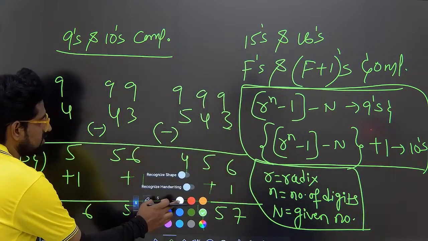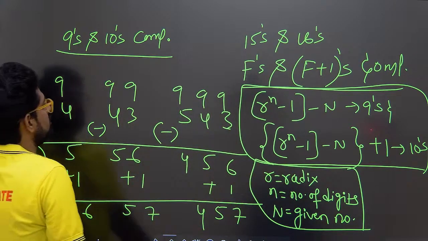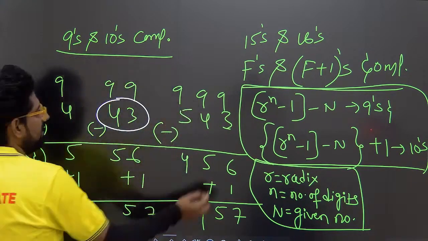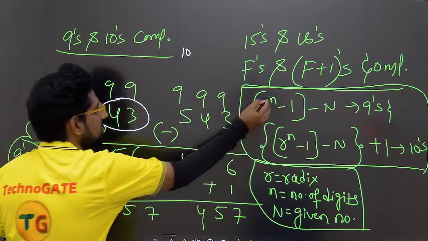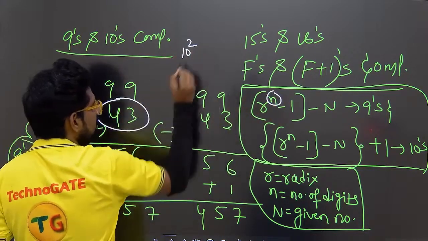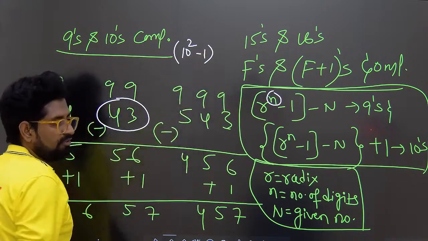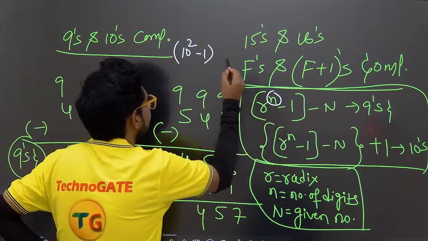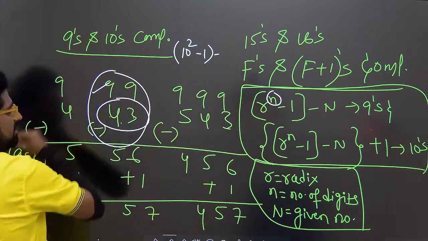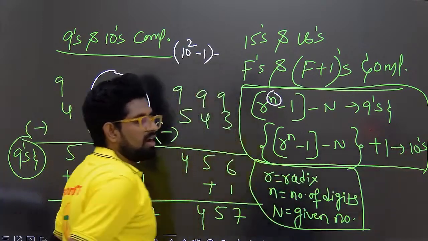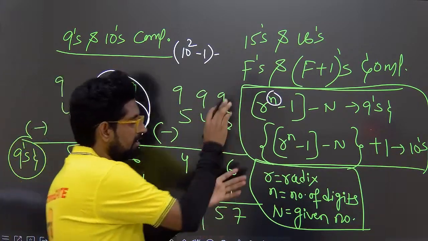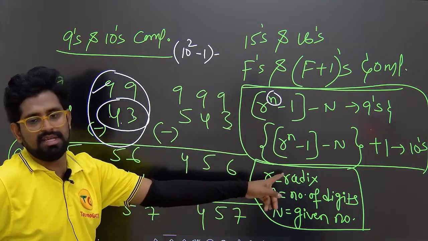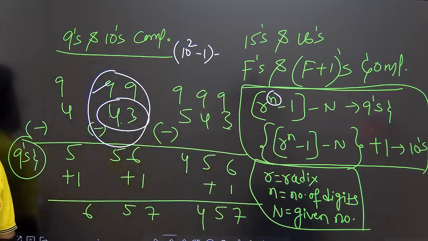Now you can have one example here. The same number, 43, we will take. What is the radix? Generally it is decimal, right? So the radix is 10. How many digits are there? In 43, 2 digits are there. 10 square minus 1 is 100 minus 1, which is 99. Minus the given number. What is the given number? 43. That is what we did. By adding 1 to that, we got the 10's complement. This is formula based. If it comes in the exam, we can also solve it through the formula. Note down this, all of you.